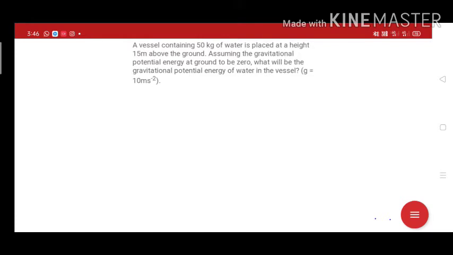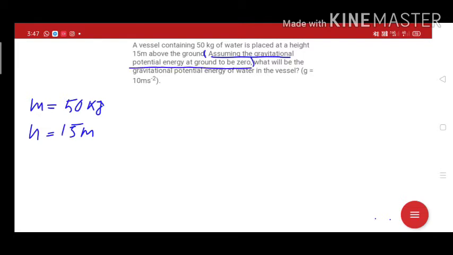So question number 7. A vessel containing 50 kg of water, that means the mass is 50 kg, placed at a height 15 meter. So height is 15 meter above the ground. Okay, fine. Assuming the gravitational potential energy at the ground to be 0. So this information is an extra information, you can just neglect it. We all know that in the ground, that means this ground, and here is the body which is at 15 meter. We all know that here the potential energy will be 0.